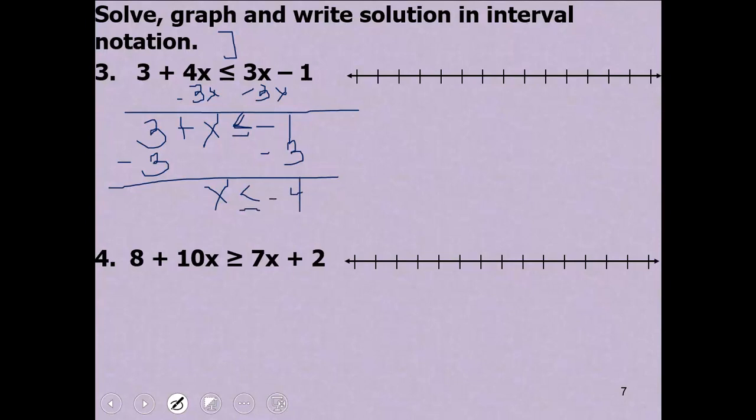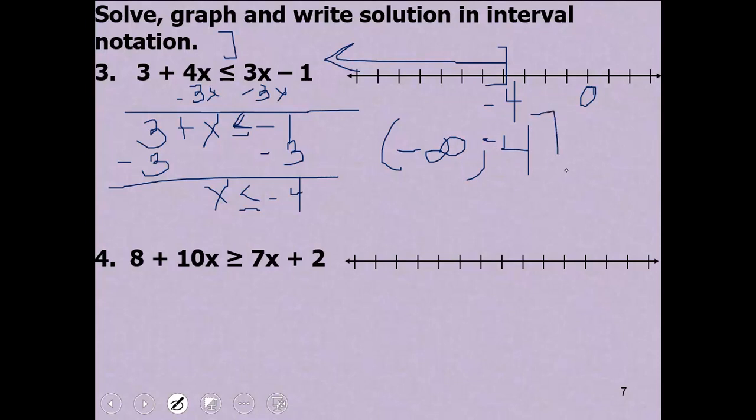All right, I have a bracket. I have to use a bracket at negative 4, so I'm going to put 0 down, and here's negative 4. I'm going to use a bracket here, and I'm going to draw a line going on forever to the left. A line going on forever to the left means I have to use parenthesis negative infinity. Whenever you use an infinity, you must use a parenthesis. Must, must, must. And then my ending number is negative 4 with a bracket, because my symbol indicates that I need to use a bracket.